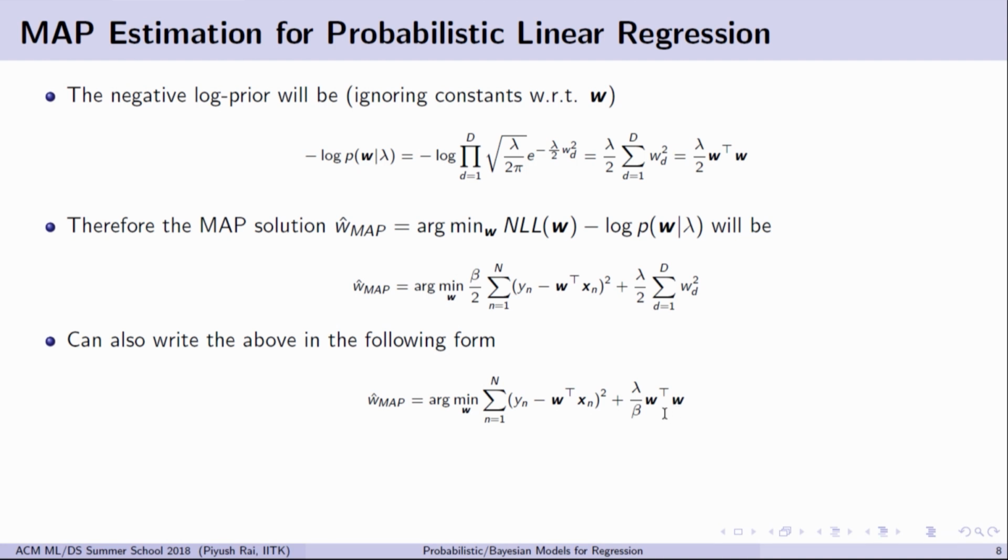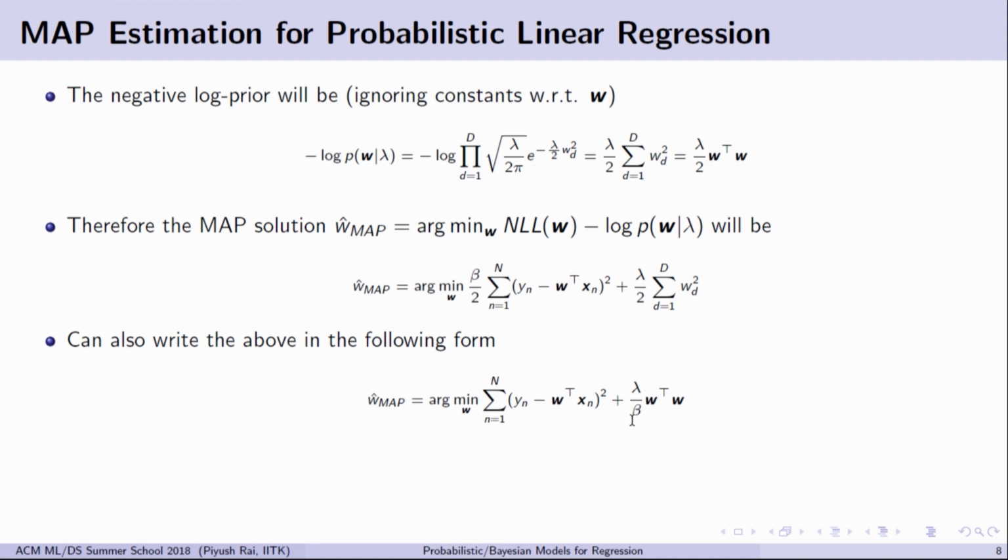Again, this is not very surprising. This is not very different from the L2 regularized version, right? The L2 regularized version was exactly the same. There we had a single constant, which we denoted by tau. But here we actually have this tau defined in terms of lambda by beta, where lambda and beta are the hyperparameters of the likelihood and the prior distribution.